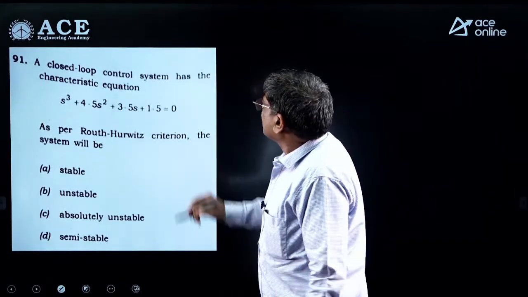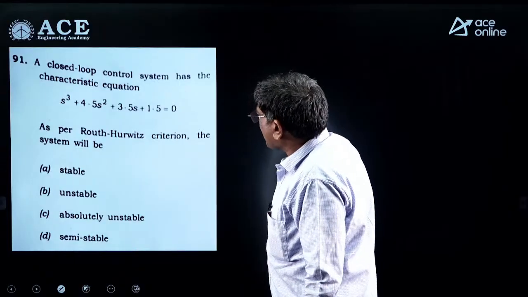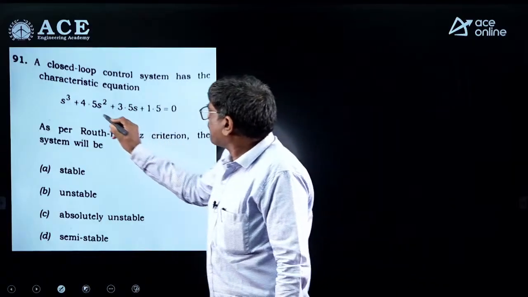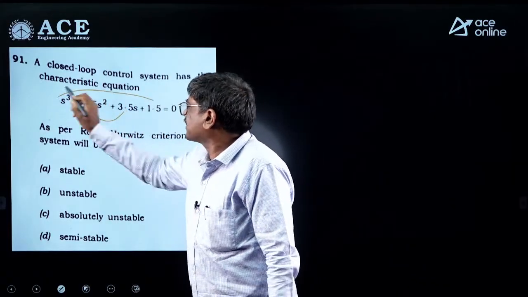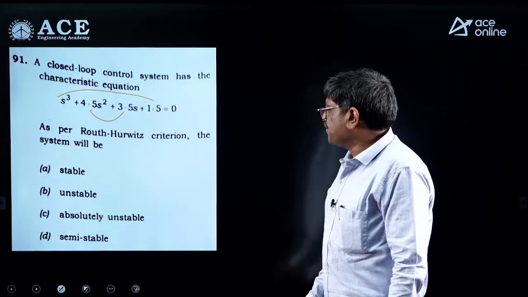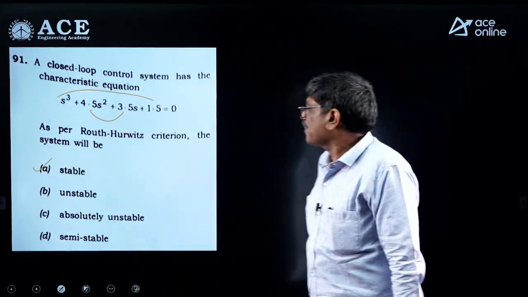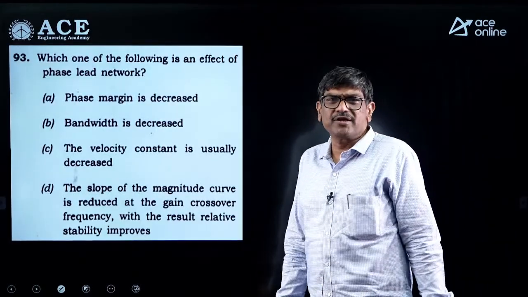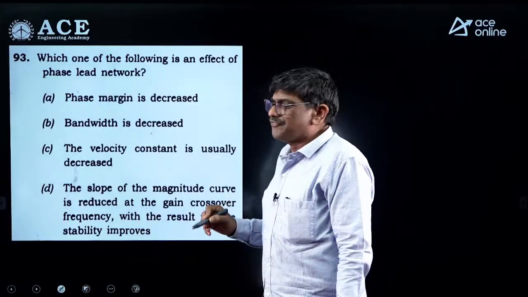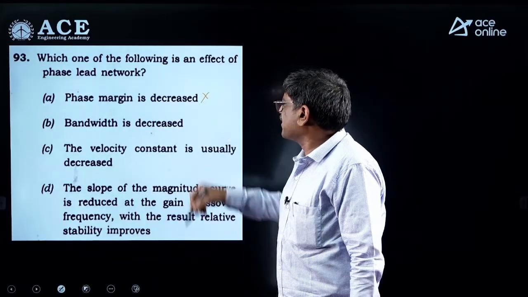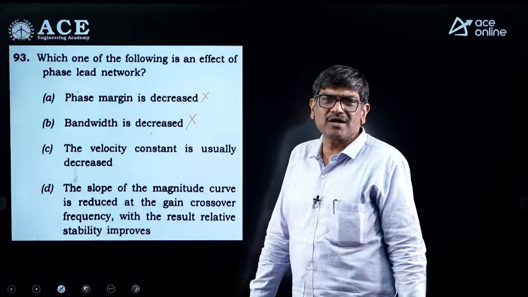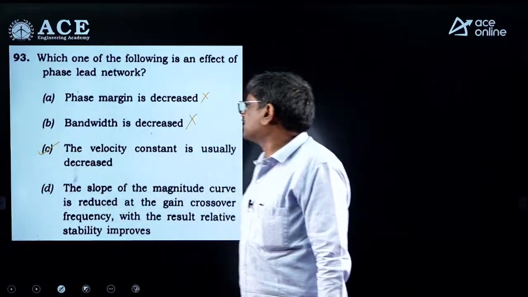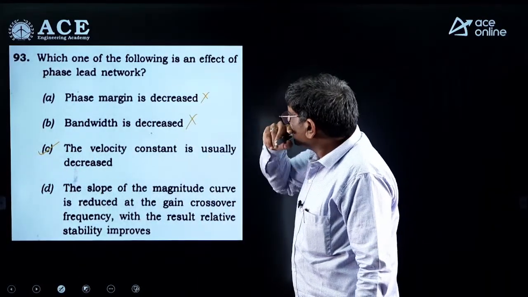Next, a closed loop control system has a characteristic equation, and it is asking about the stability. Simply, as you know, if the internal product is greater than the external product, then the system is going to be stable. That means answer is A. Then here lead compensator, you know it. Lead compensator, the phase margin stability improved, that means the first one is wrong. Bandwidth increased, the second one is also wrong, and velocity error constant may decrease, the third one is correct. Right.